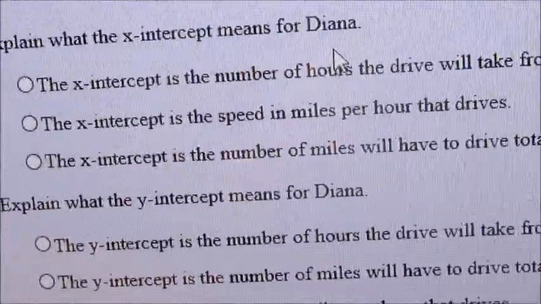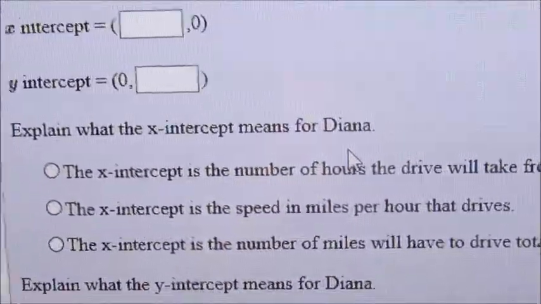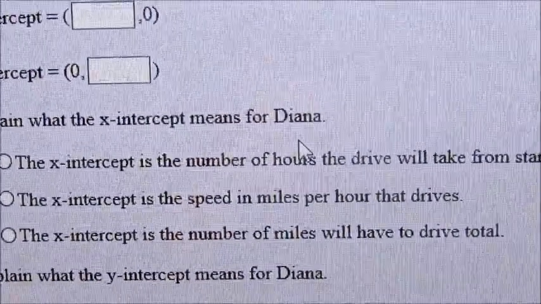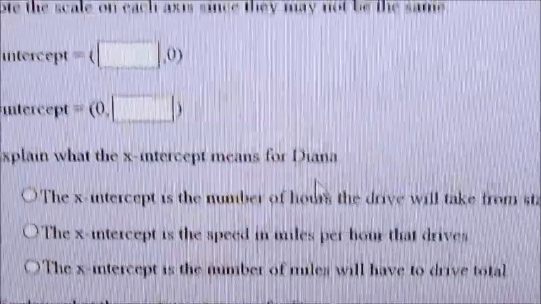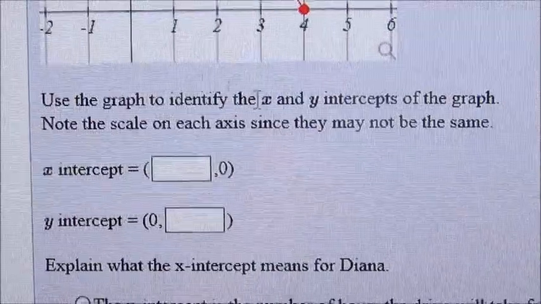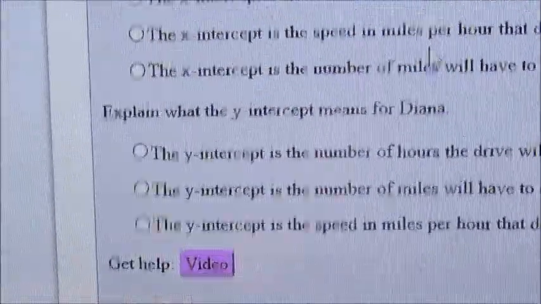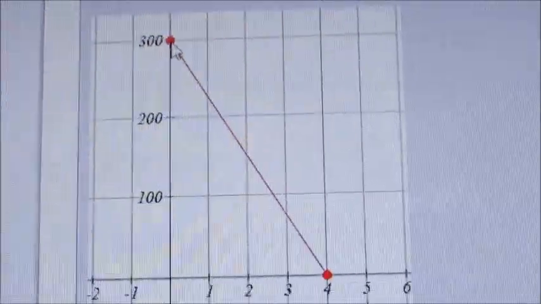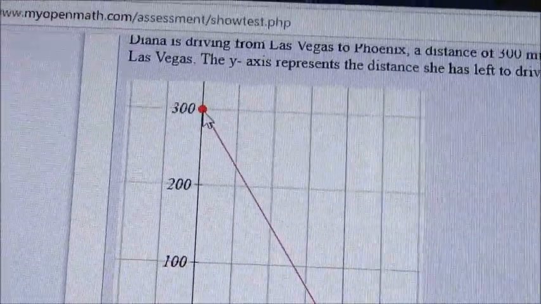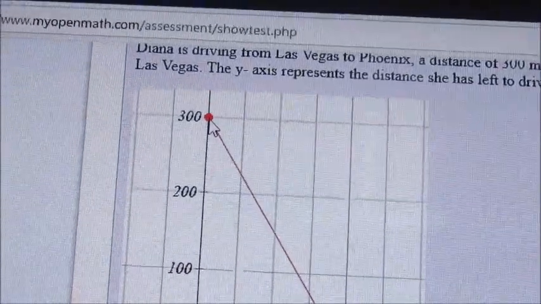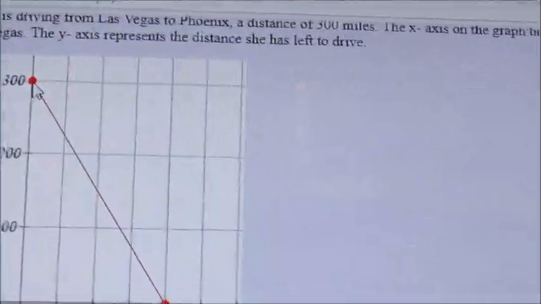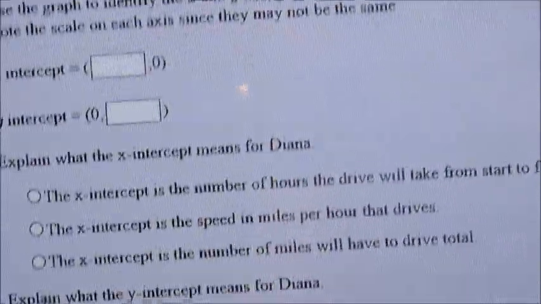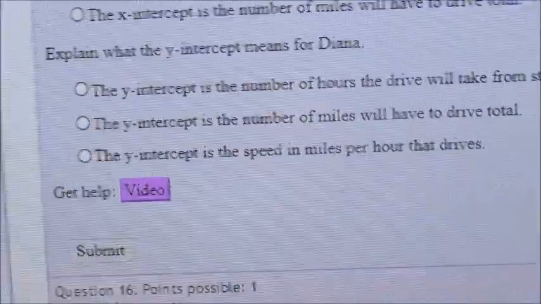Now note what that said. The x-intercept is how long it took to drive. It took 4 hours to get from 300 to 0. The y-intercept is how far she has to go from the beginning to the end. So that's going to be in the miles, and those are multiple choice questions.